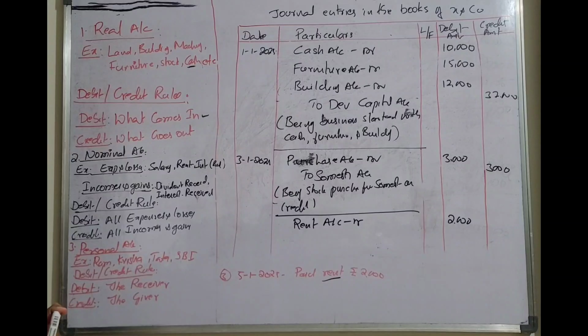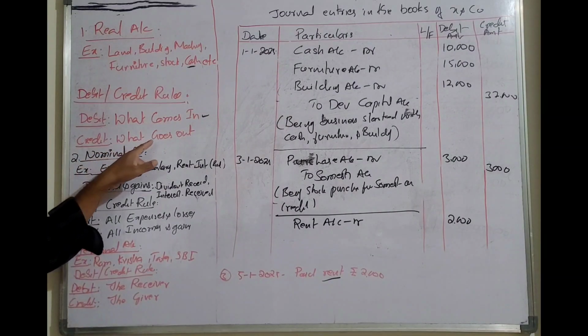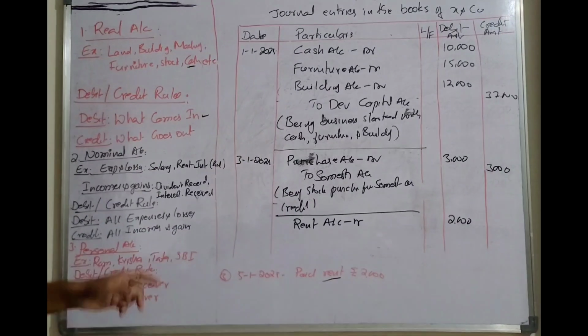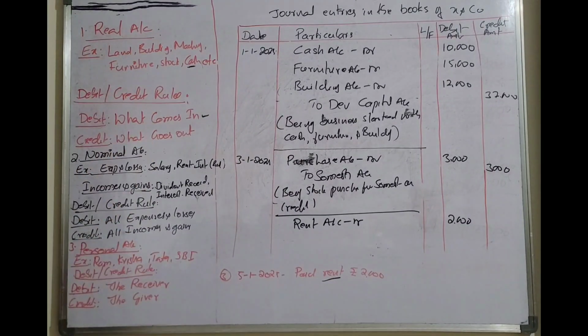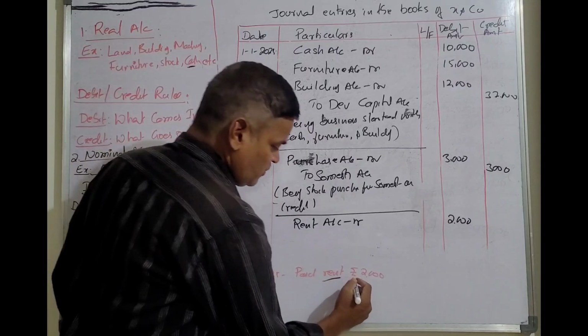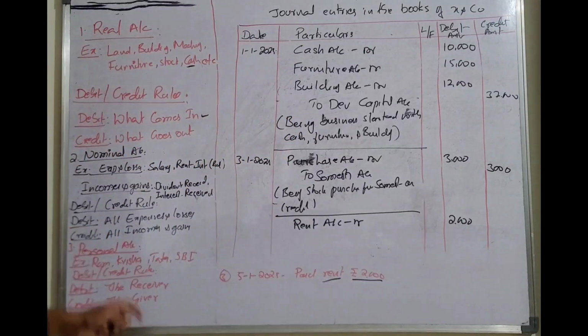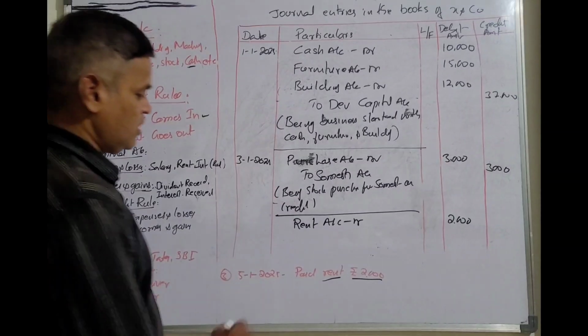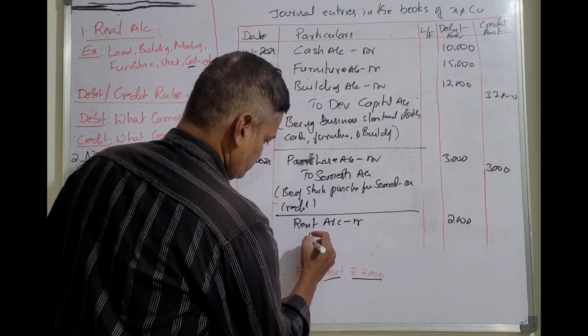Next we have to write the credit. If you want to write the credit, we have to check according to real account. According to real account, when we have to write credit, what goes out? If any of these assets are going out from the business, we have to write credit. So here, what is going out? Cash is going out. Hence, you can write down to cash.